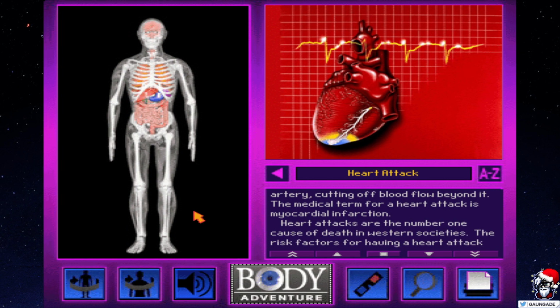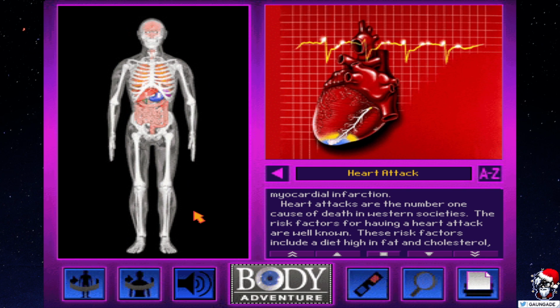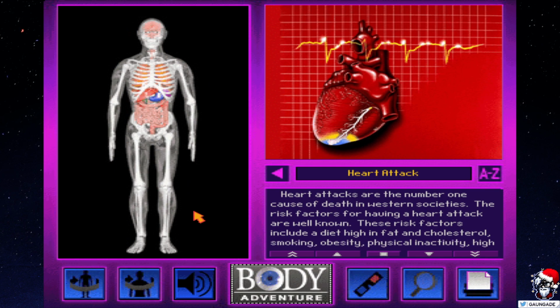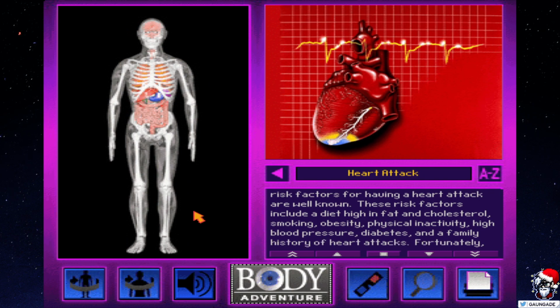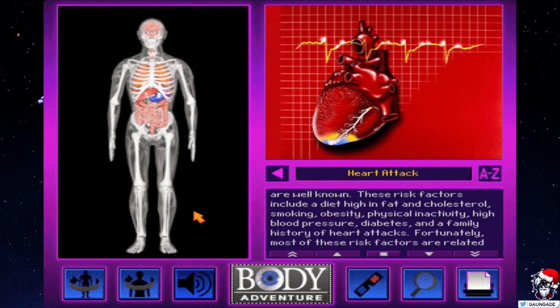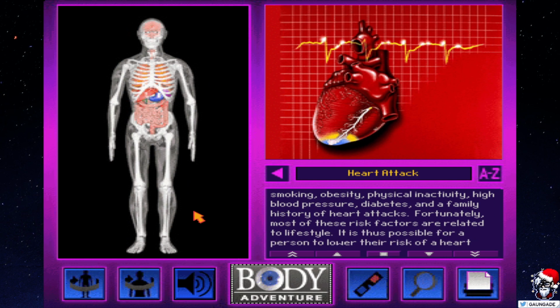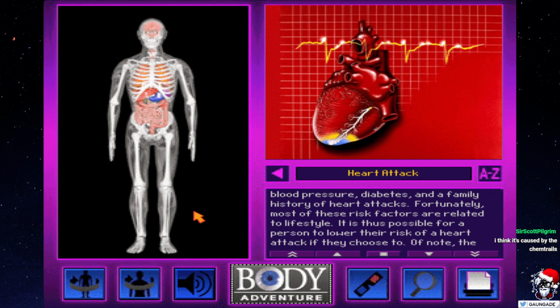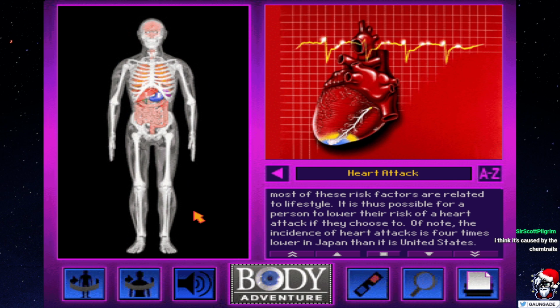The medical term for a heart attack is myocardial infarction. Heart attacks are the number one cause of death in Western societies. The risk factors for having a heart attack are well known. These factors include a diet high in fat and cholesterol, smoking, obesity, physical inactivity, high blood pressure, diabetes, and a family history of heart attacks. Fortunately, most of these risk factors are related to lifestyle. It is thus possible for a person to lower their risk of a heart attack if they choose to.